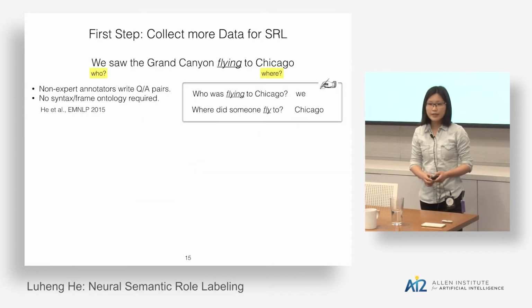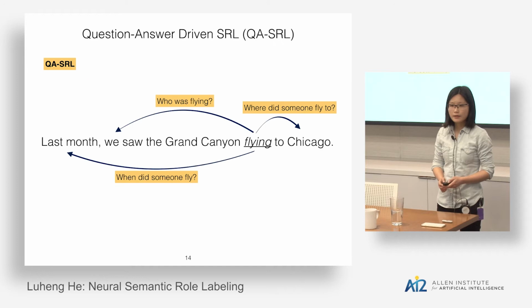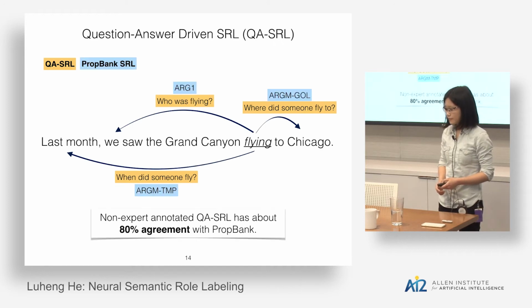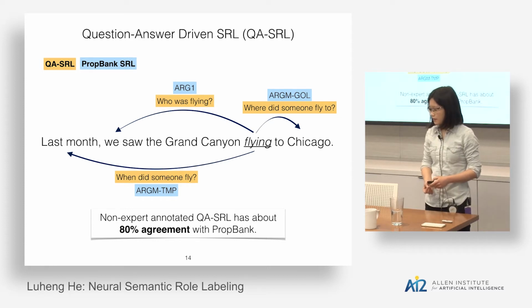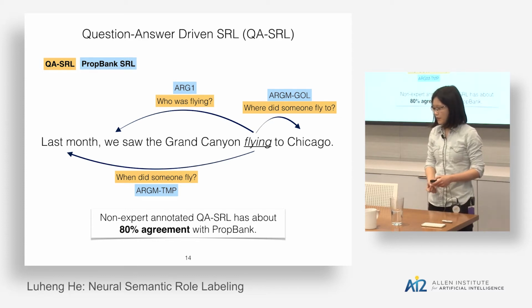So this, sorry? On your previous slide, if I use the word "saw," can I ask a question that would relate it to the word "flying"? So if you ask, "when did someone see something," annotators will probably answer "flying to Chicago," or "last month." And then "flying to Chicago" would be a legal answer. Yes.